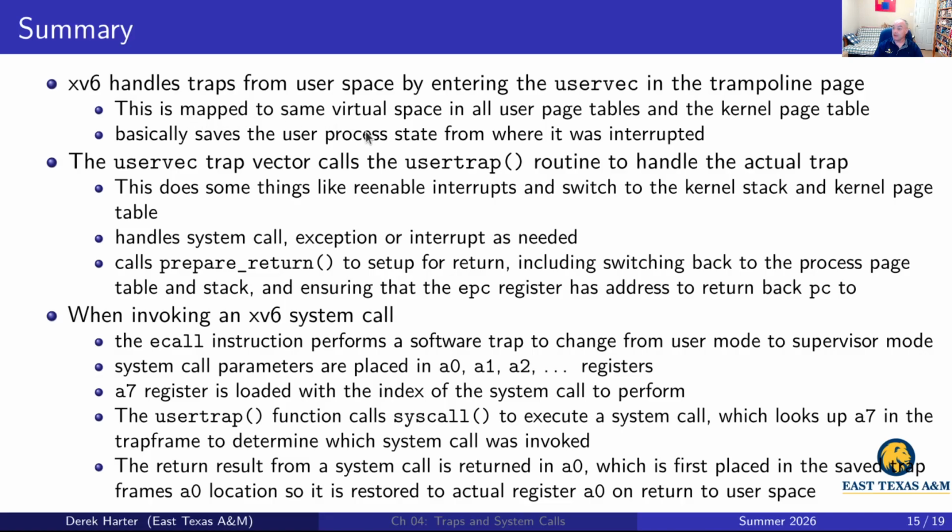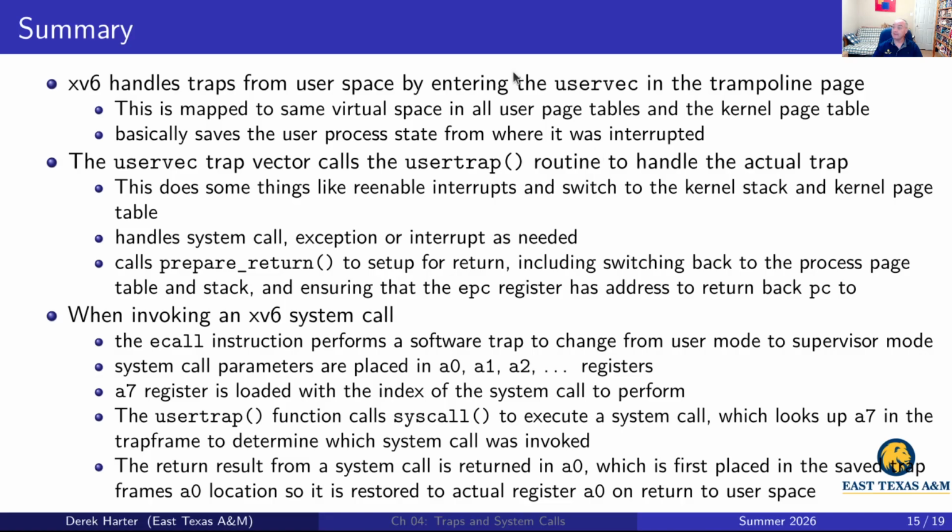It's good to understand that the trampoline page, the uservec, and the user return are mapped to the same virtual address, both in all user page tables and the kernel page tables. That makes it easy to switch from the user page table to the kernel page table, and everything still keeps working in terms of executing instructions in the program counter and things.